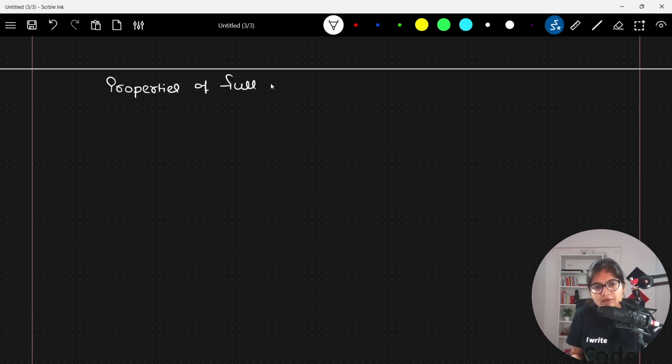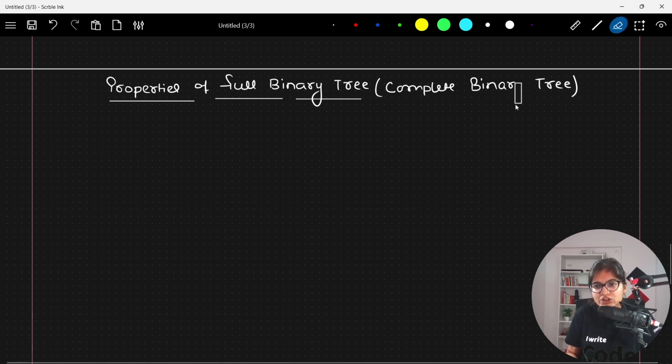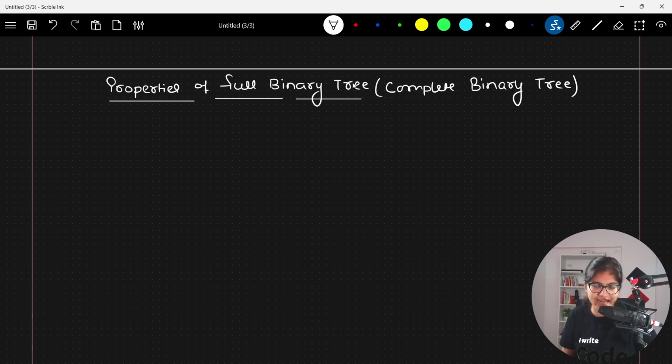Here come the properties. We are always talking about the full binary tree because we are taking a worst case scenario where we will have the maximum number of nodes, which I can also refer to as a CBT, complete binary tree, because now you know what a complete binary tree is as well. So we always talk about a full binary tree type of version. The very first property says that the number of nodes in a complete binary tree is equal to 2 to the power k minus 1.